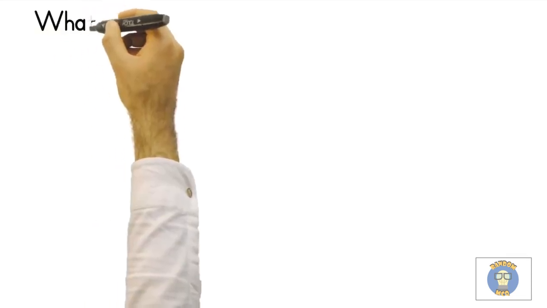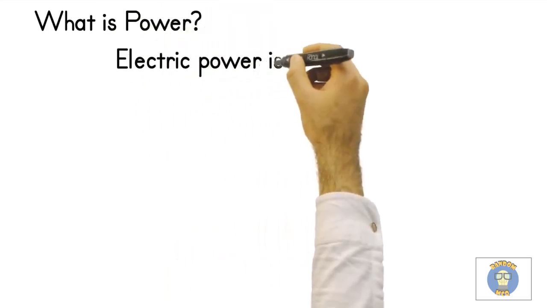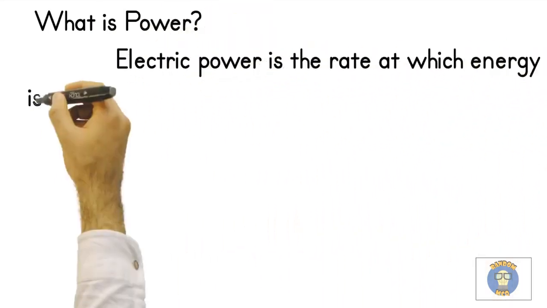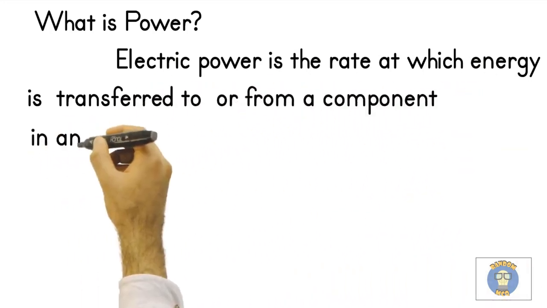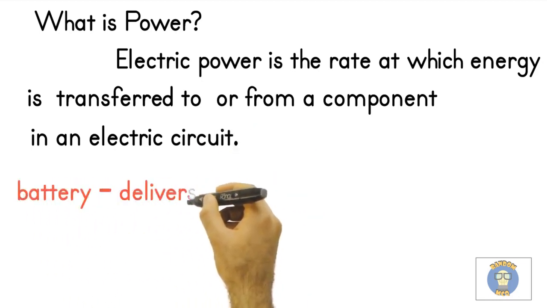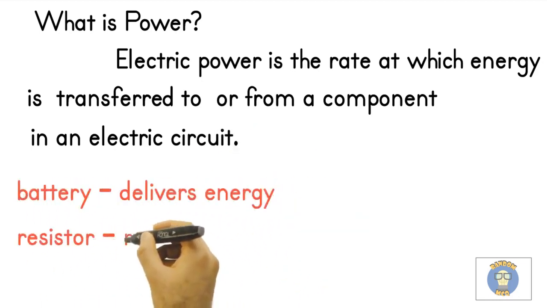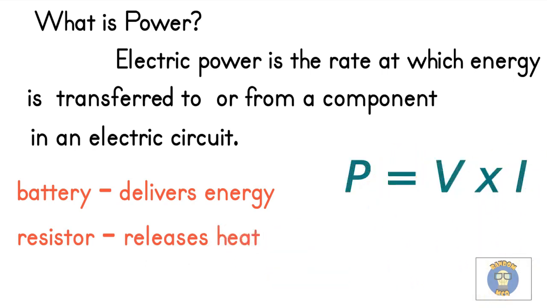Ohm's law can be extended into power calculation. What is power? Electric power is the rate at which energy is transferred to, or from, a component in an electric circuit. A battery can deliver energy, and a circuit element like a resistor can release energy as heat. In Ohm's law, the power, P, in watts, is equal to the voltage difference across the element, multiplied by the current. Let's have an example.